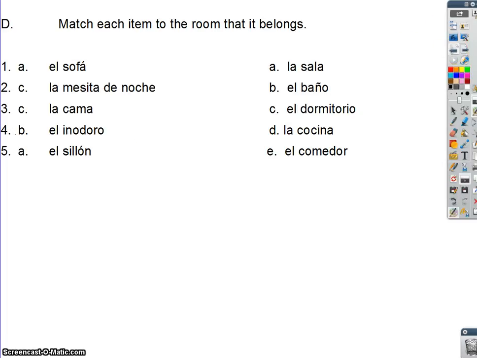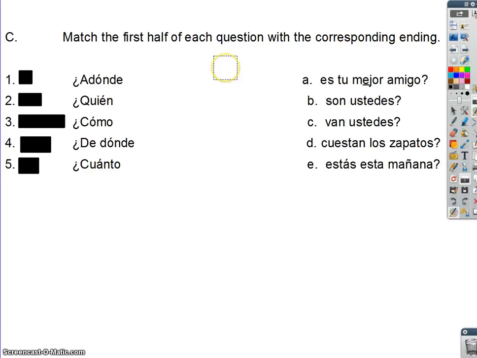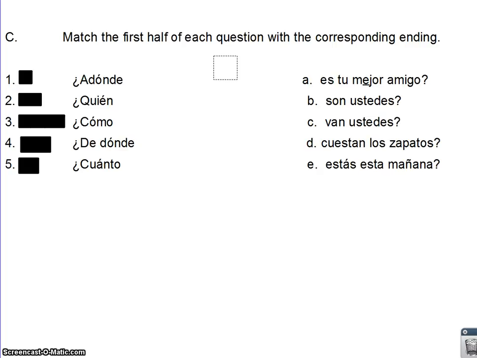Okay, let's move on to section C. Match the first half of each question with the corresponding ending. A donde asks to where or where to. So the answer is C. Where are you guys going to? Van comes from ir, which means to go. Quién asks who. The rest of this question would be A. Who is your best friend?